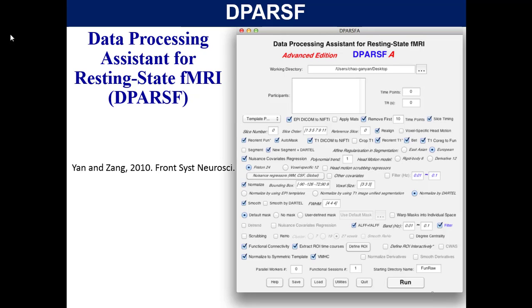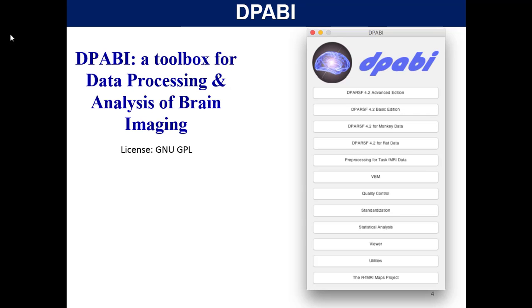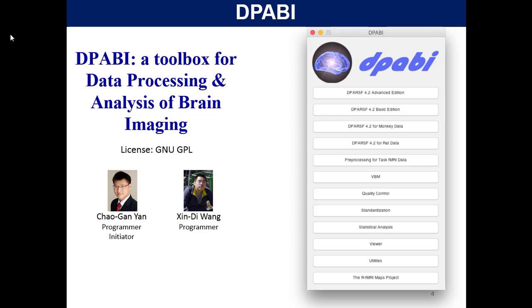This is the main graphical user interface of DPARSFA. You can download it at rfmri.org, and now we have integrated it into DPABI, and it is freely available online. It's open source, so you can even read the source code and further develop it for other tools, if you are programmers.